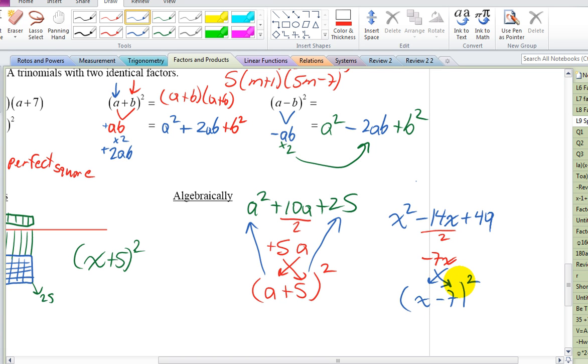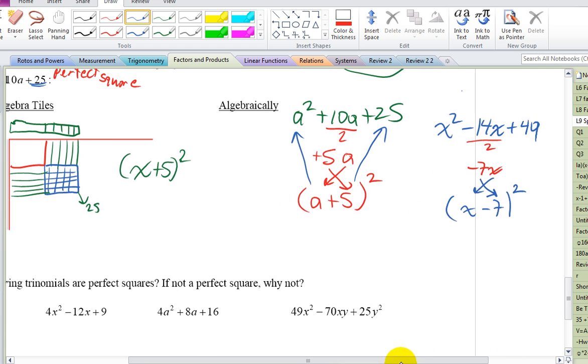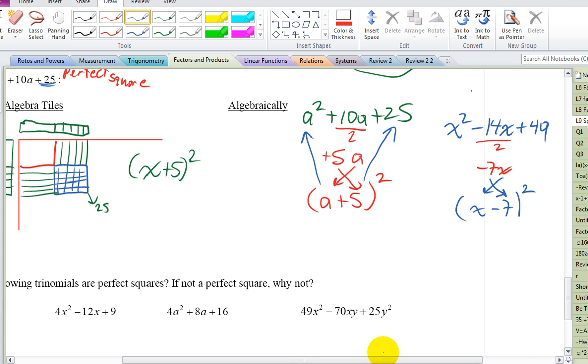Do you need to know it? Nope. But the text is going to ask you the next couple questions. Which ones are perfect squares? Why are they not? Now, if you don't know the pattern, what should you do? Factor, right? Factor them and see if they're perfect squares.